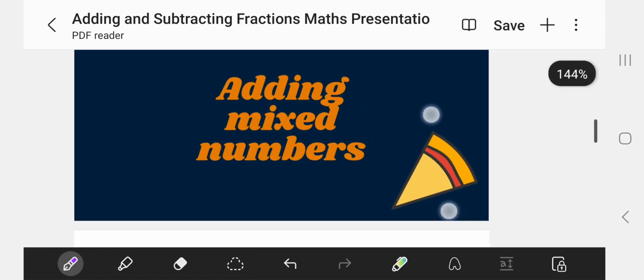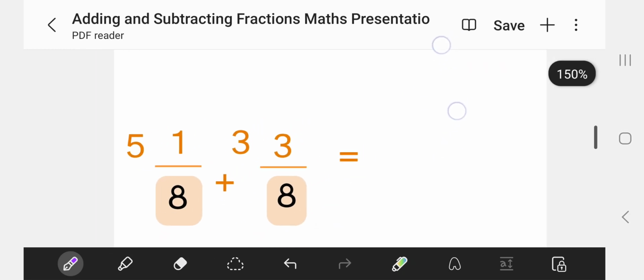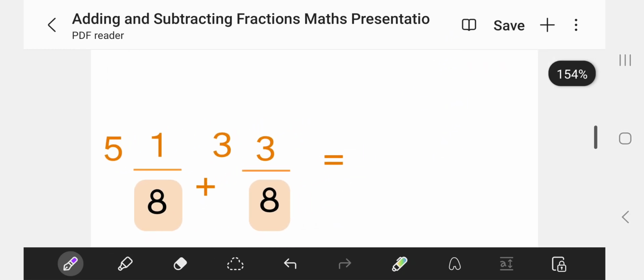But what happens when we're adding mixed numbers? Let's look at the example here. So here we have 5 and 1/8 plus 3 and 3/8. Now remember, a mixed number has a whole number and a fraction. But more specifically, a whole number and a proper fraction. So here we have our whole numbers as well as our proper fractions.